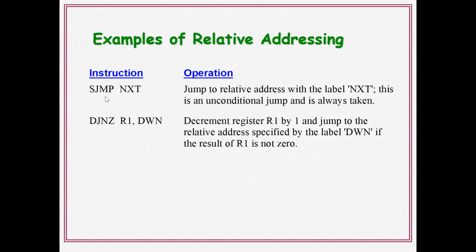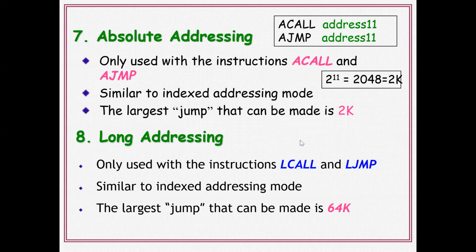for example, SJMP NEXT: jump to the relative address with the label NEXT. This is an unconditional jump and it is always taken. So this NEXT label must be within the range -128 to +127. Okay. And the next one, the seventh one, is absolute addressing mode.